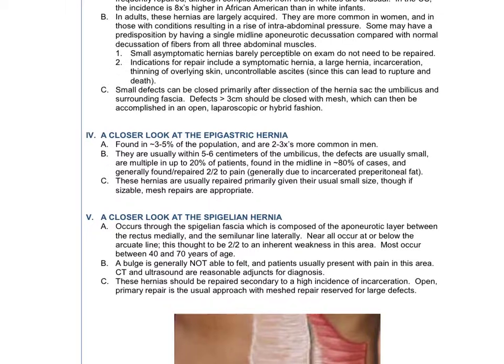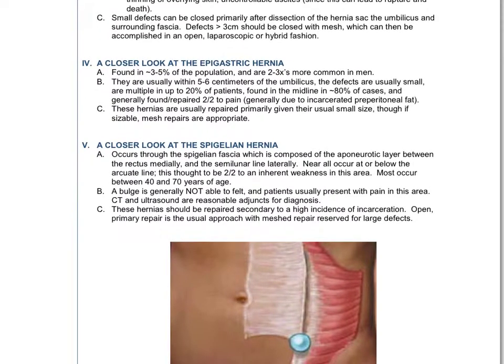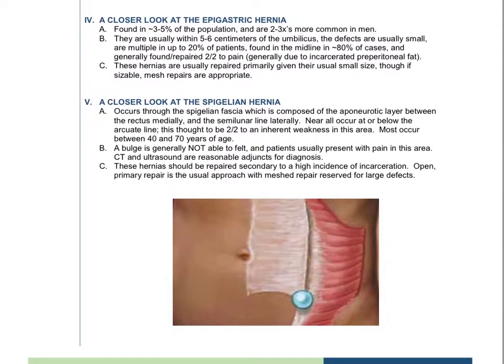A Spigelian hernia is a unique type of ventral hernia that occurs out laterally. It occurs through the Spigelian fascia, which is the aponeurotic layer between the rectus medially and the semilunar line laterally. I'll just kind of highlight those for you. Right about here, and generally at or below the arcuate line, which is this guy here. So that little blue thing is trying to show you where most commonly you would find the Spigelian hernia.